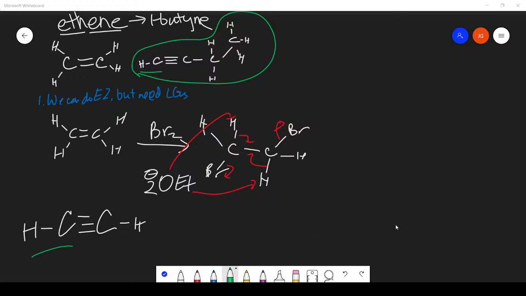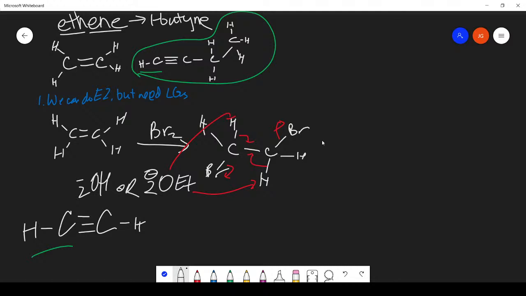So why did we use OEt? You can use any strong base, OEt, OH. OEt is just my favorite, ethoxide. But actually you can use OH minus. It's the same thing. But we need 2 of them to do this. 2 moles to do it properly.